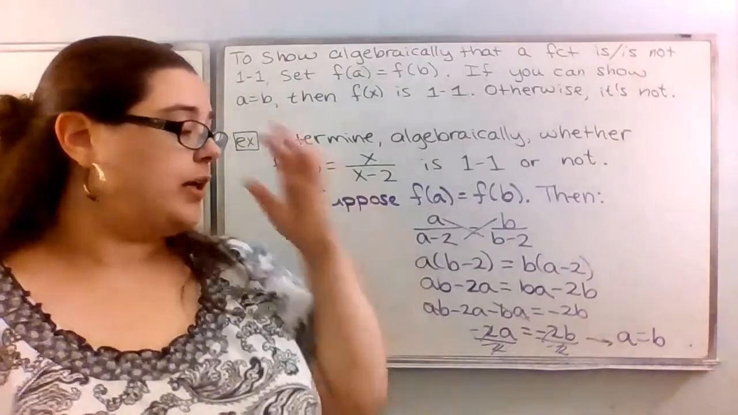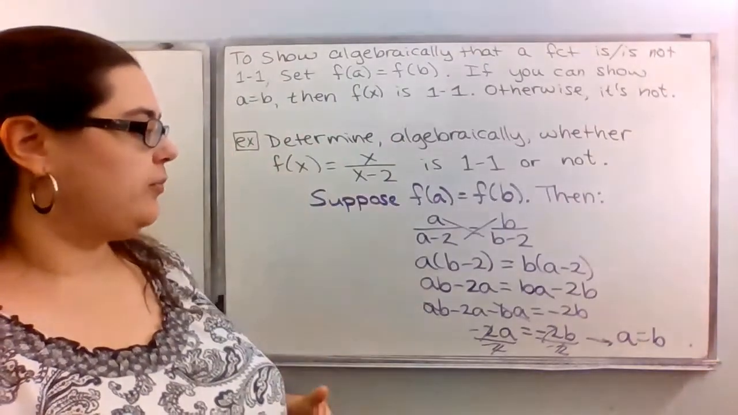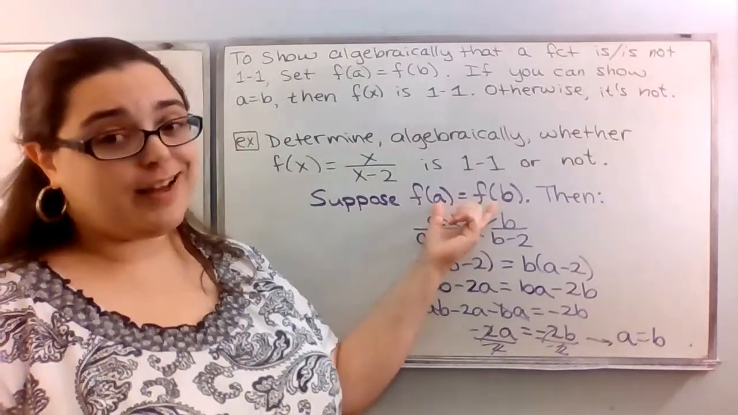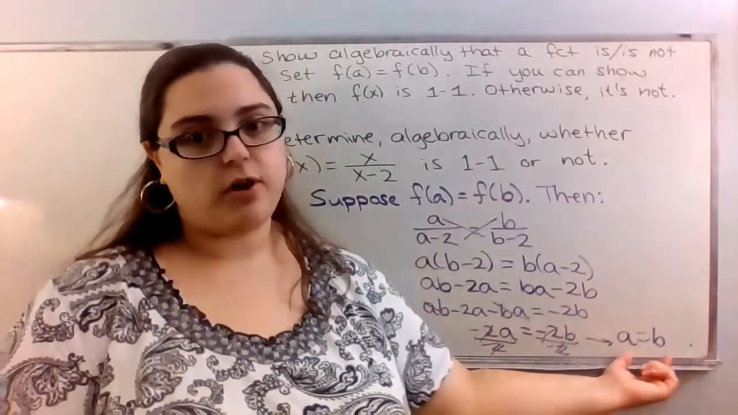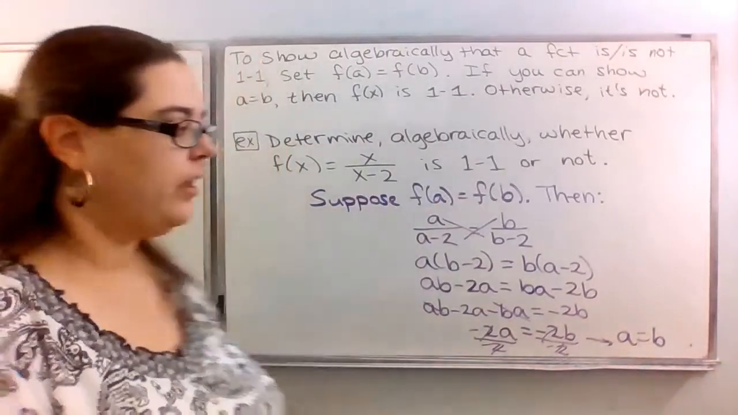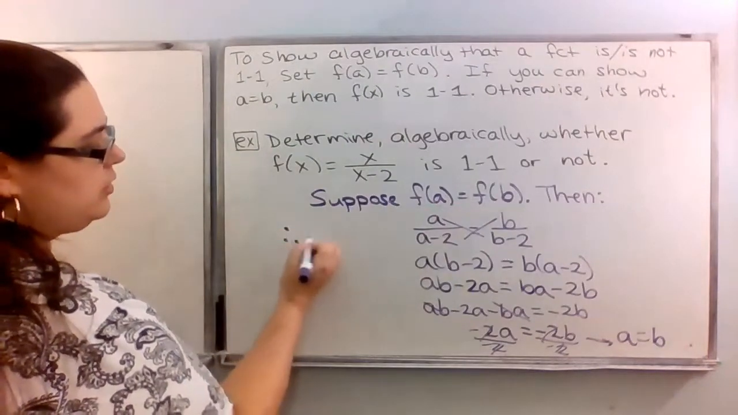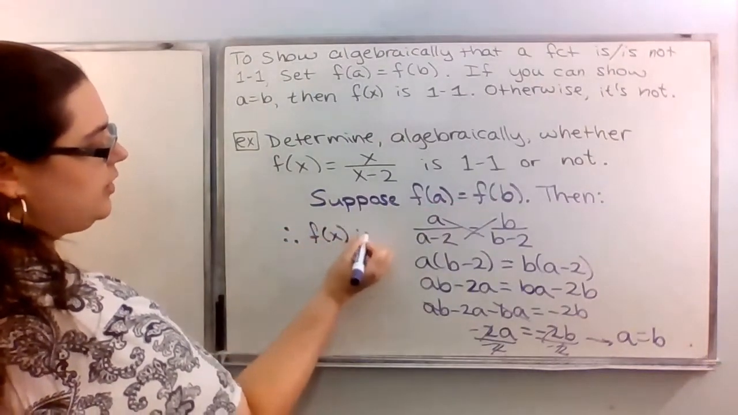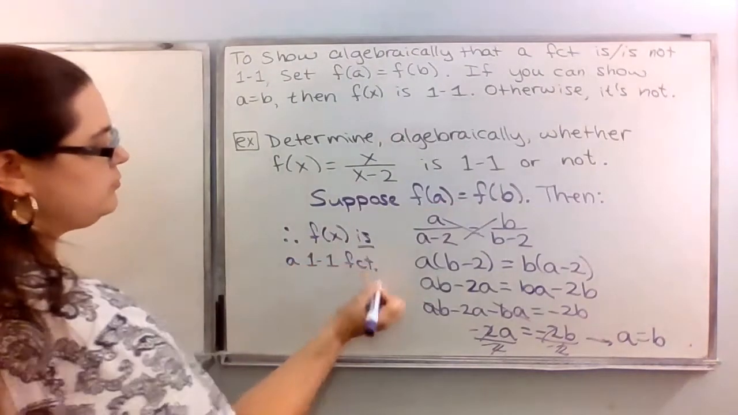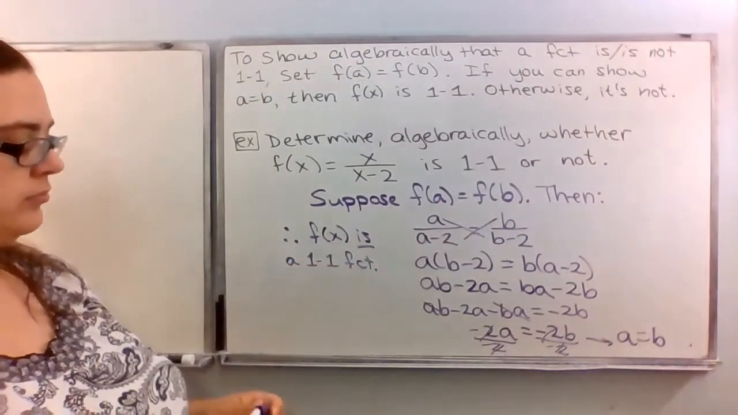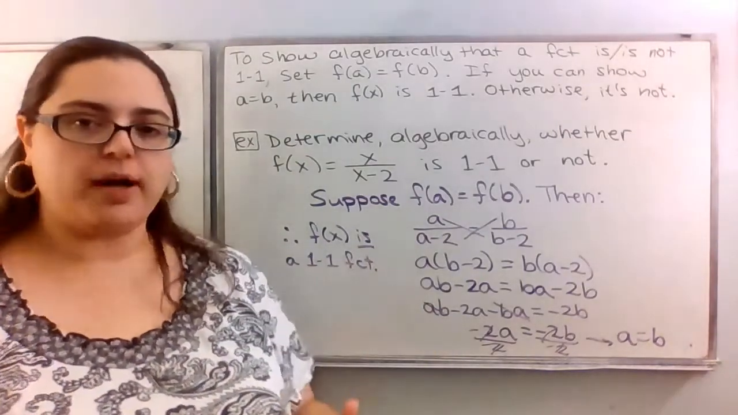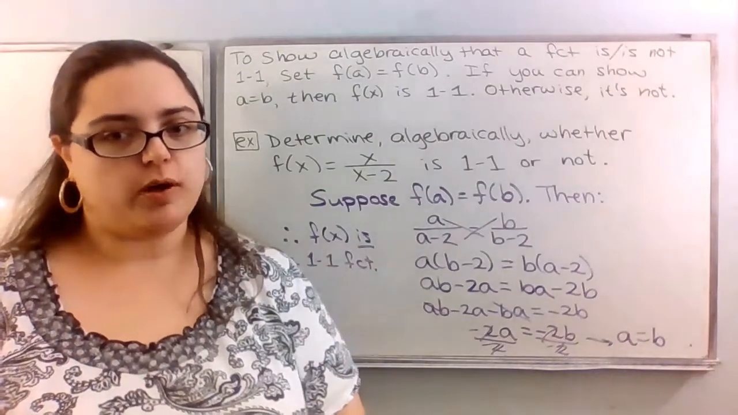So what this is showing is that if we start out with 2 y values that are the same, the only way that can happen is if the x values are also the same. So really, we just have 1 point, not 2. So therefore, f of x is a 1-to-1 function. And there we go. So that's how you can show algebraically whether or not a function is 1-to-1.